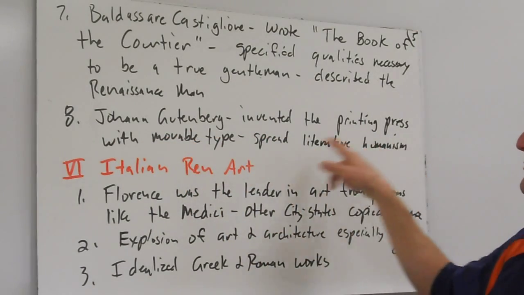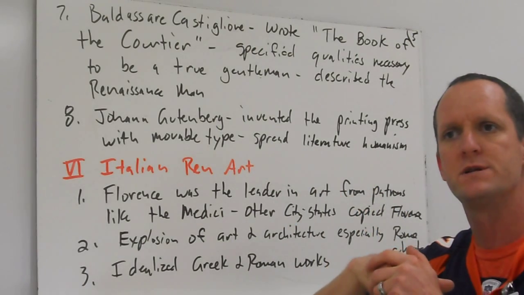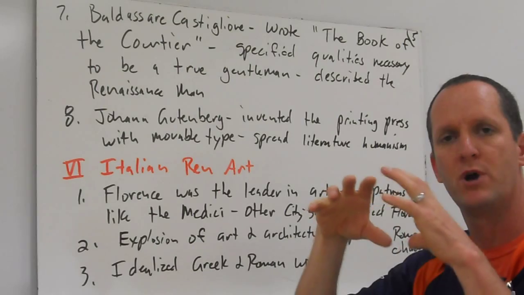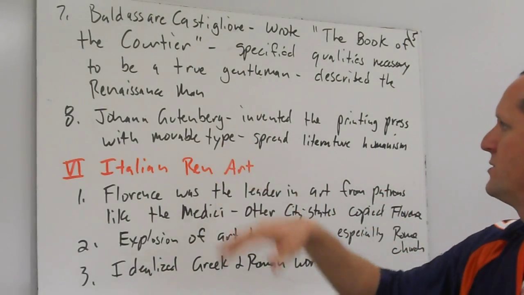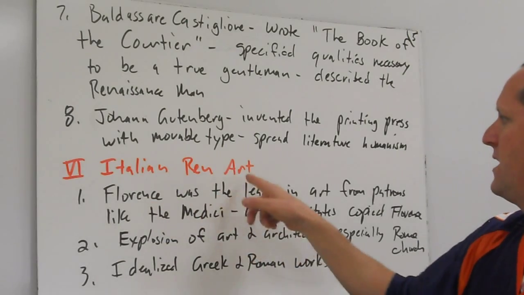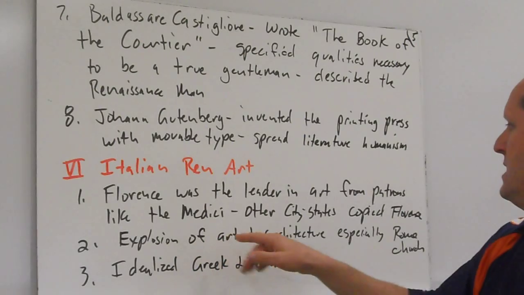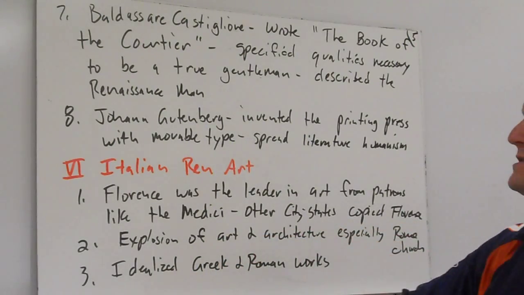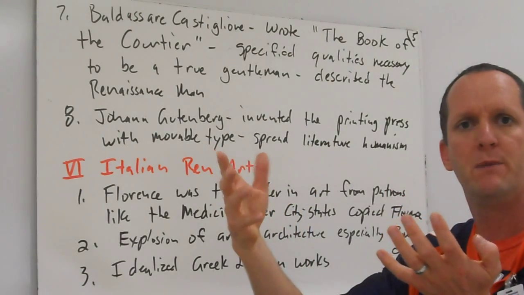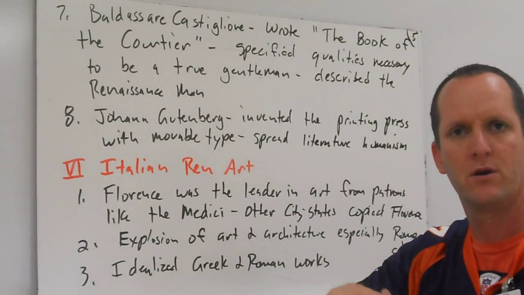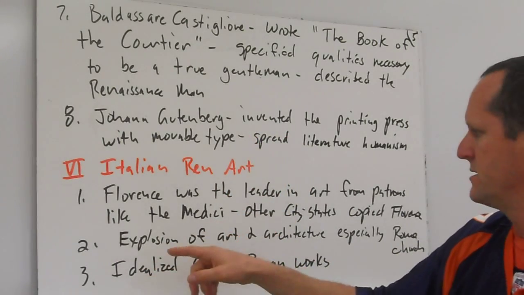Gutenberg invented the printing press with movable type, which spread literature and humanism. He was a German, but his printing press spread quite a bit in the 1400s after he created it. The Italian Renaissance art: Florence was the leader of the art from patrons like the Medici. Other city-states copied Florence. Once Florence started to have quite a few people in the arts producing great works of art, other city-states wanted to copy that. They got kind of jealous.